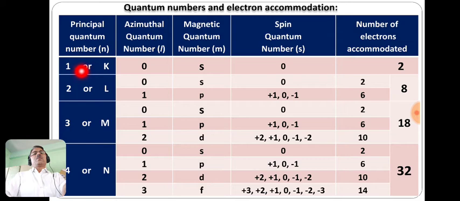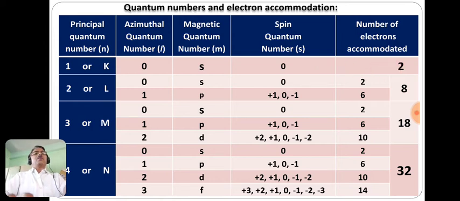For the first principal quantum number, that is when n equals 1, also denoted by the K shell, there is only one value for the azimuthal quantum number, l equal to 0, and when l equals 0, that is the s subshell. In this s subshell, only two electrons are possible, having opposite spins, plus half and minus half. So the number of electrons accommodated in the first energy level equals 2.